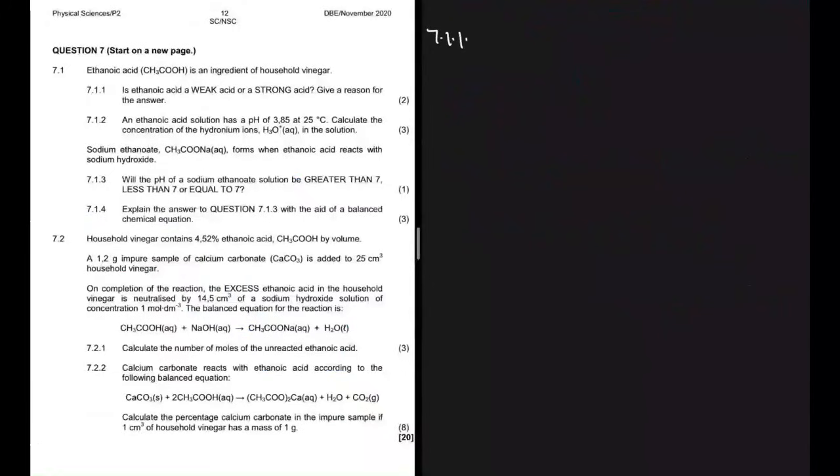7.1.1. Is ethanoic acid a weak acid or a strong acid? Give a reason for the answer, right? So I'm going to say it's a weak acid, right? Why am I saying it's a weak acid? I'm saying it's a weak acid because it's an ingredient of household vinegar, which you've probably used at some point of time. And if you pour a bit on yourself, you don't get burnt in any way. So it's a weak acid, right?